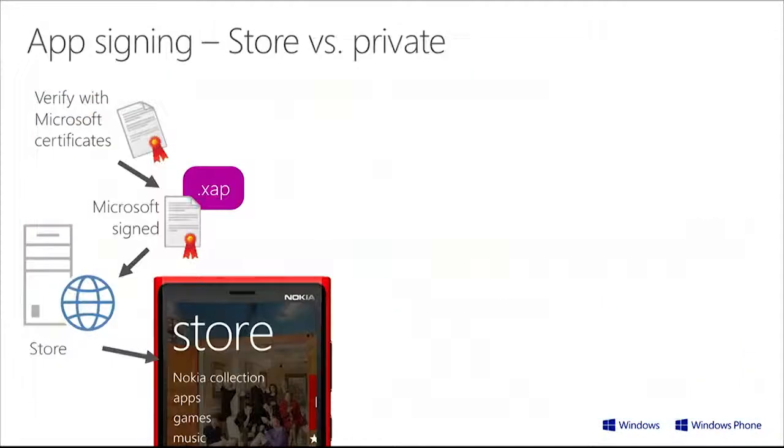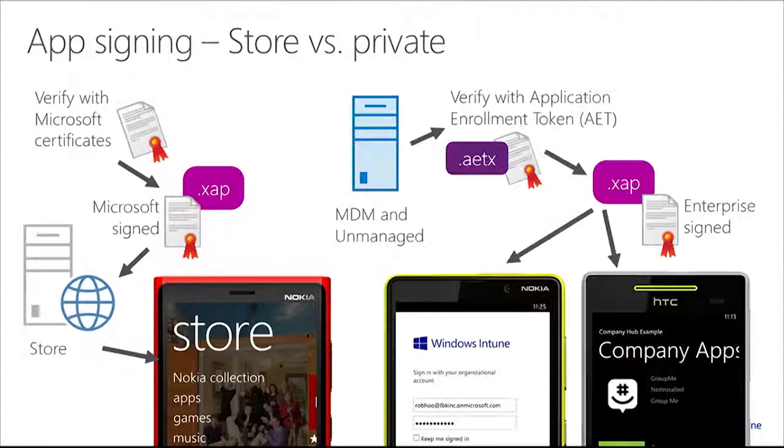Excellent. So all applications need to be signed to run on the phone, right? When we go through the store, we sign the applications and we check against our own certificate, obviously, and you can do a private distribution.